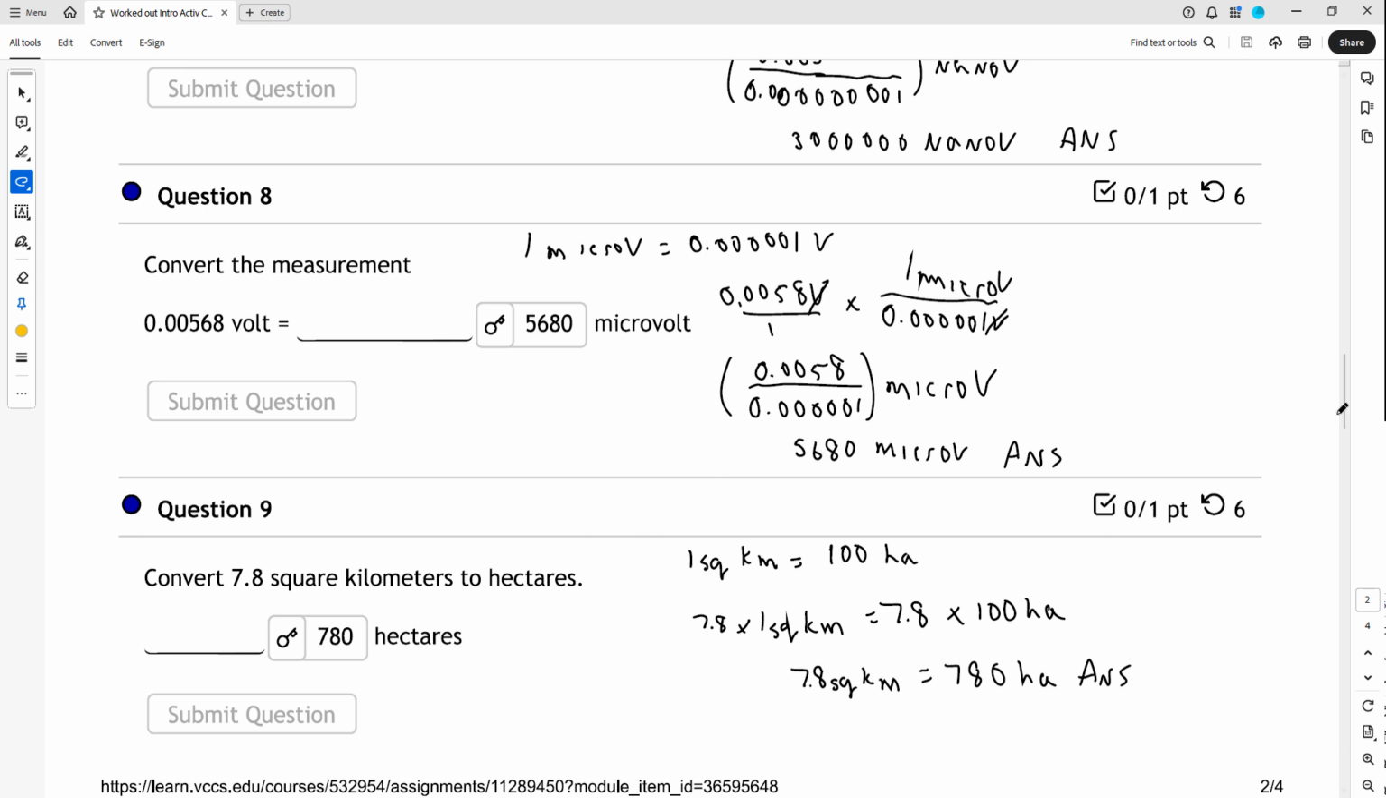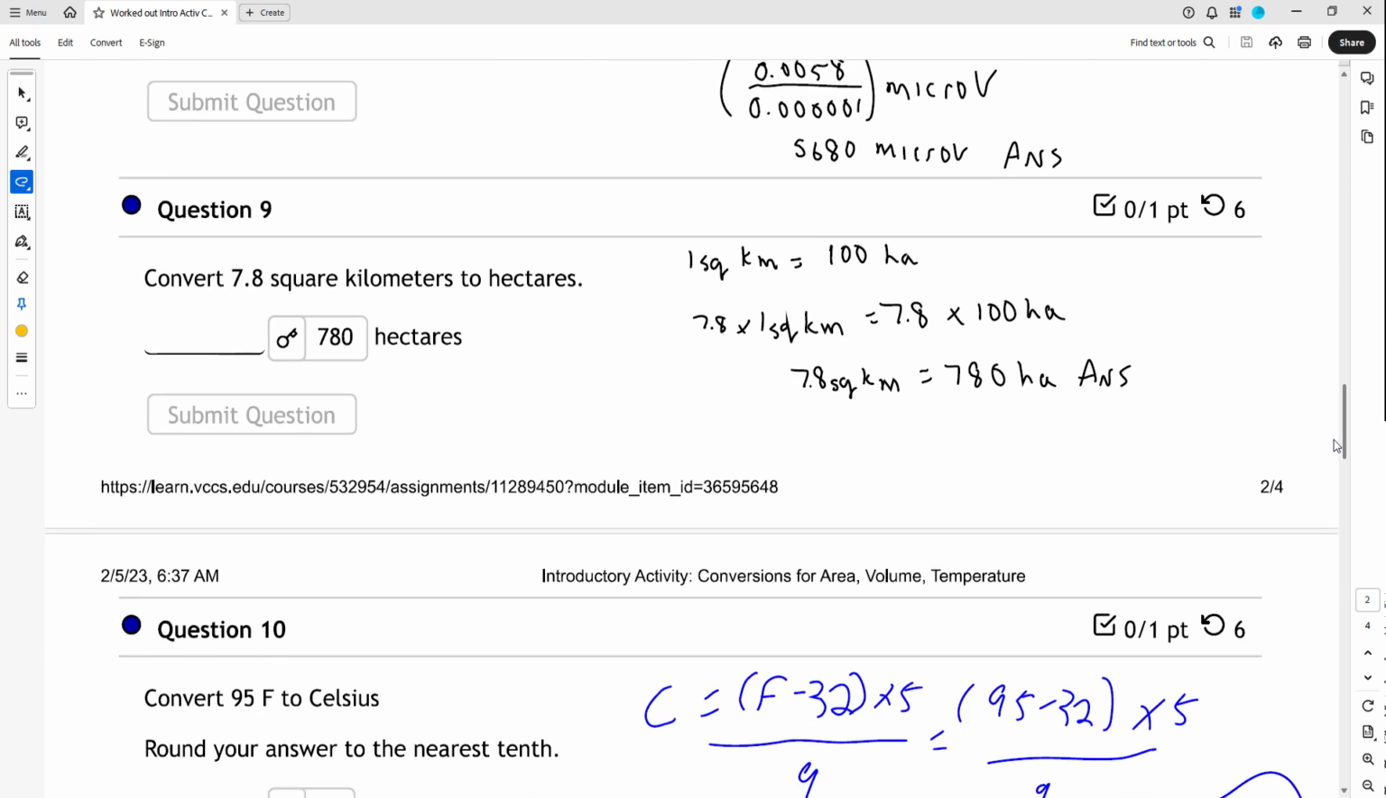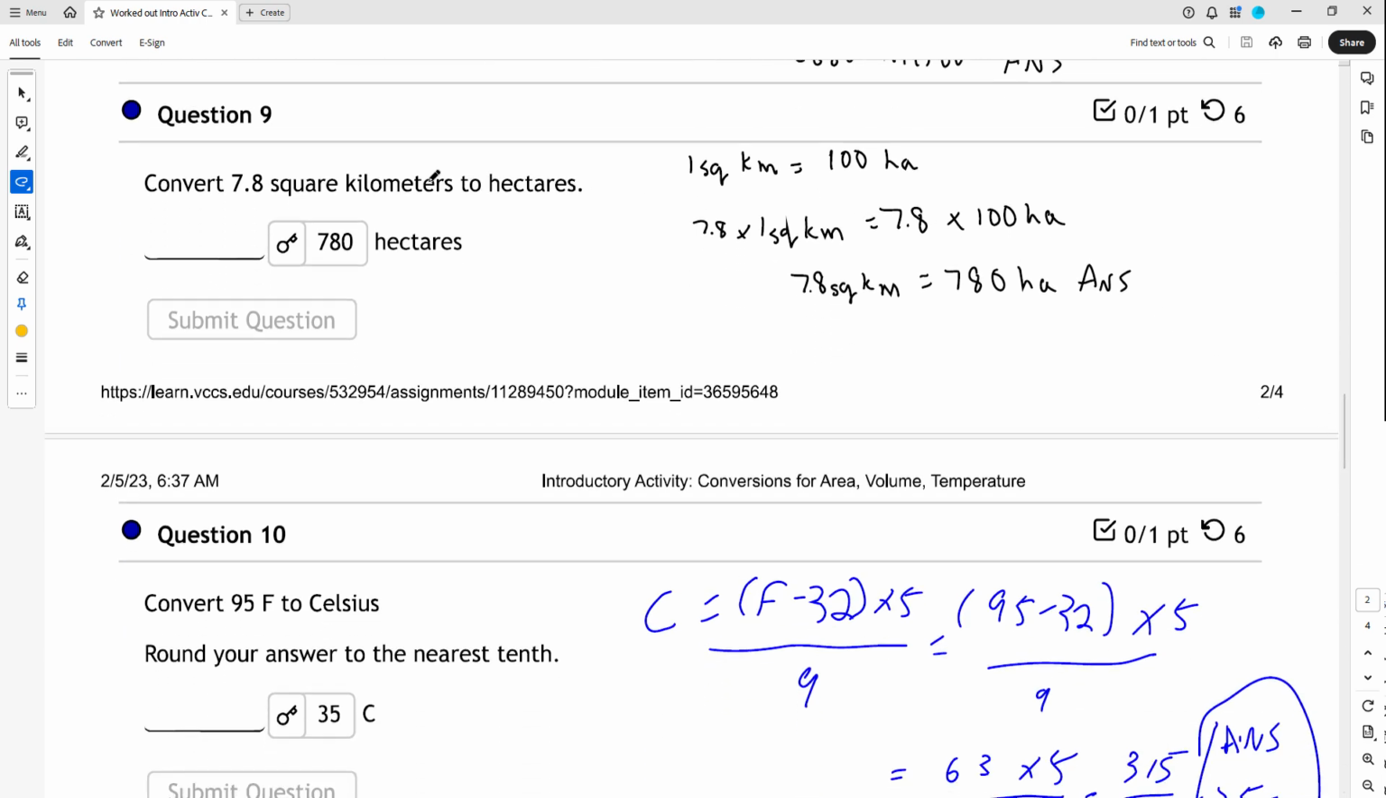And number 9, convert square kilometers to hectares, and there's my equivalence. I multiply both sides by 7.8. In this case here, it gives me the number of hectares for my answer, 780.